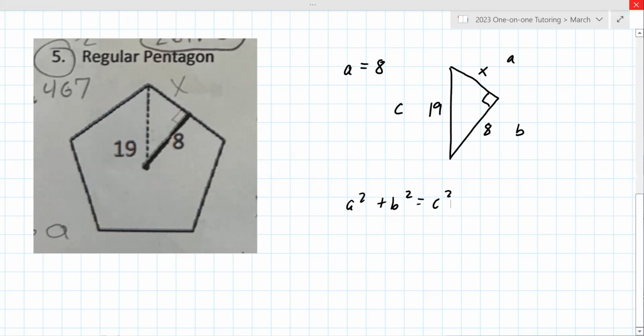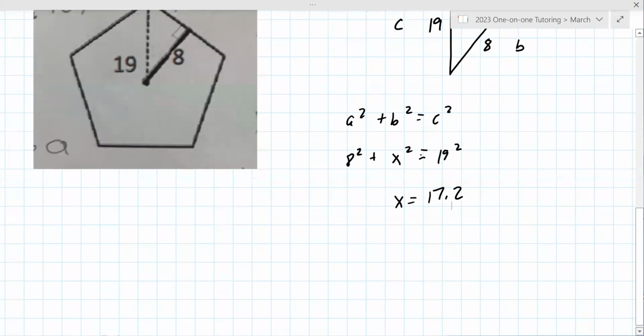So let me take a look here. Looks like you found x. You did this calculation: 8 squared plus x squared equals 19 squared. And you solved for x and got x equals 17.2, we'll say. But that's only part of the side. You have to remember to double it to get the full side length there. Yeah.